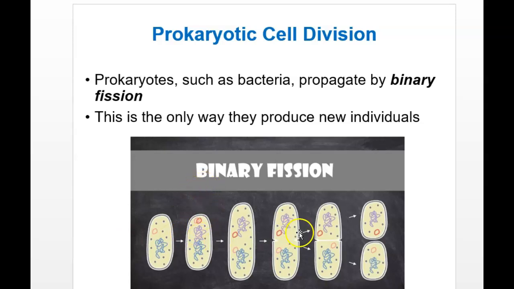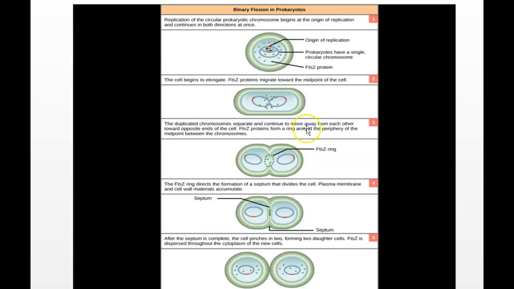Now they can do this in a really rapid fashion. So a single bacterium can become millions within a day or two. So this is a very rapid form of reproduction. And so their reproduction of the cell is the reproduction of the entire organism, right? Because this organism is a single cell. Now your book walks through how binary fission occurs, and it brings up a particular protein. I'll talk a little bit about this in class, but just to show you how this occurs.